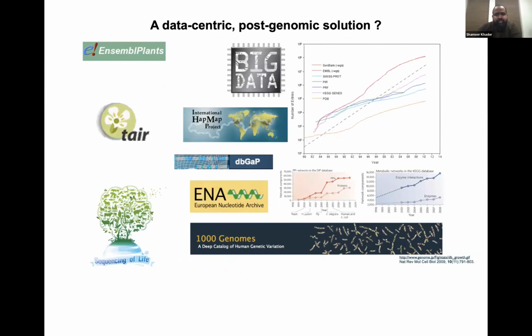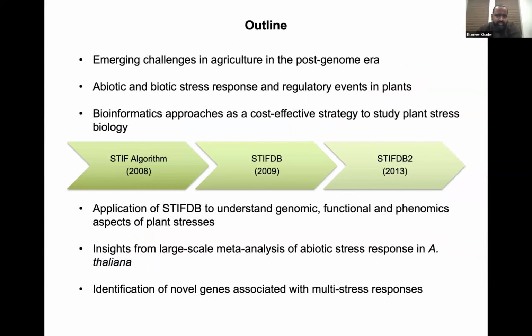This is the time when a lot of these databases had started getting a lot of data, whether it's sequencing data, ChIP-seq data, or functional annotation of genes. These were all just coming in. And with this background, we started the work maybe in 2007 or so. And we got this first concept of developing an algorithm to predict transcription factor binding sites in plant genomes. And when we had the package ready, we thought maybe we should apply this to one or two plant model systems, and that led to the development of STIFDB.